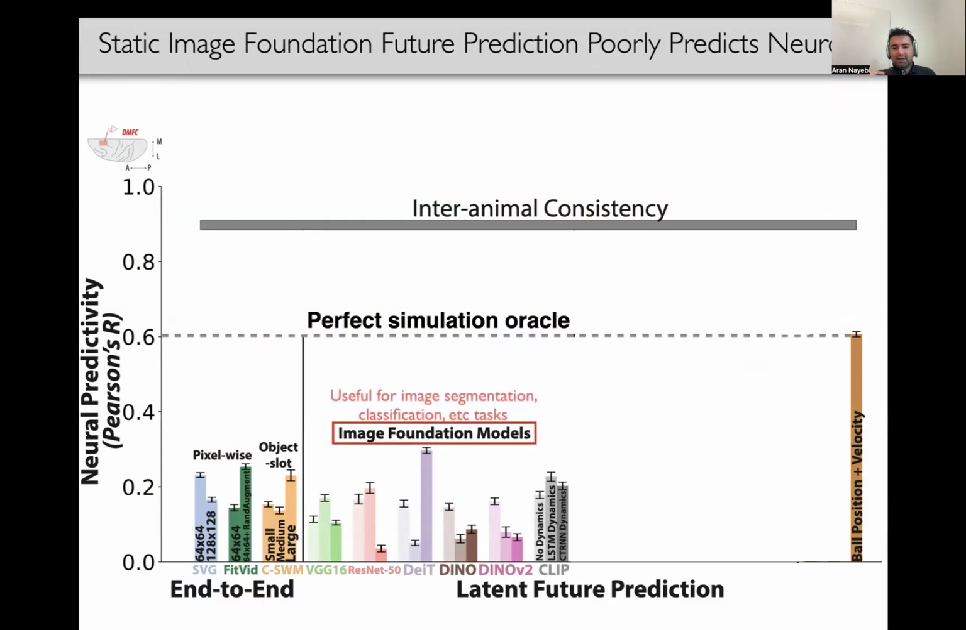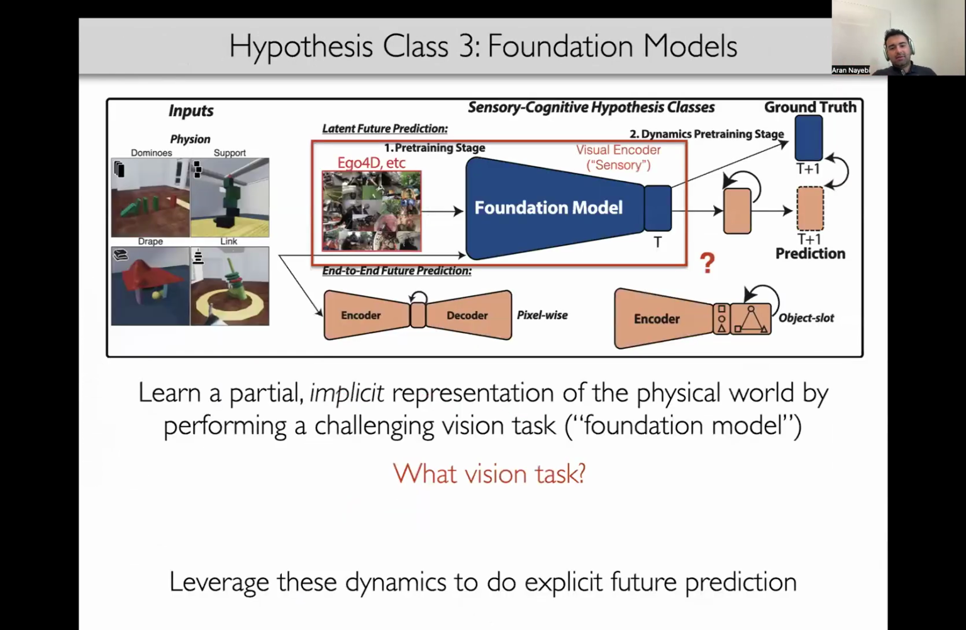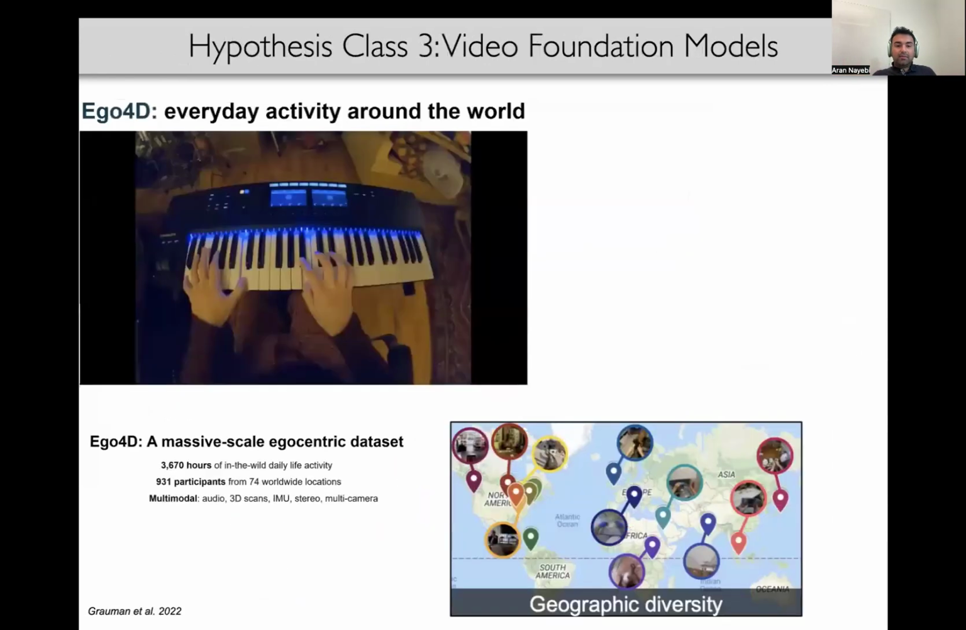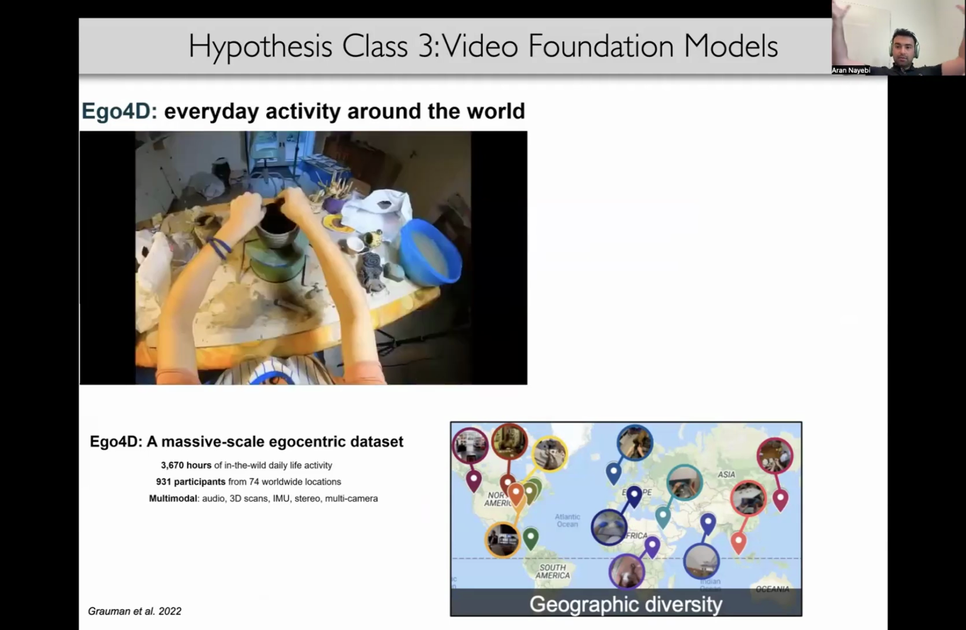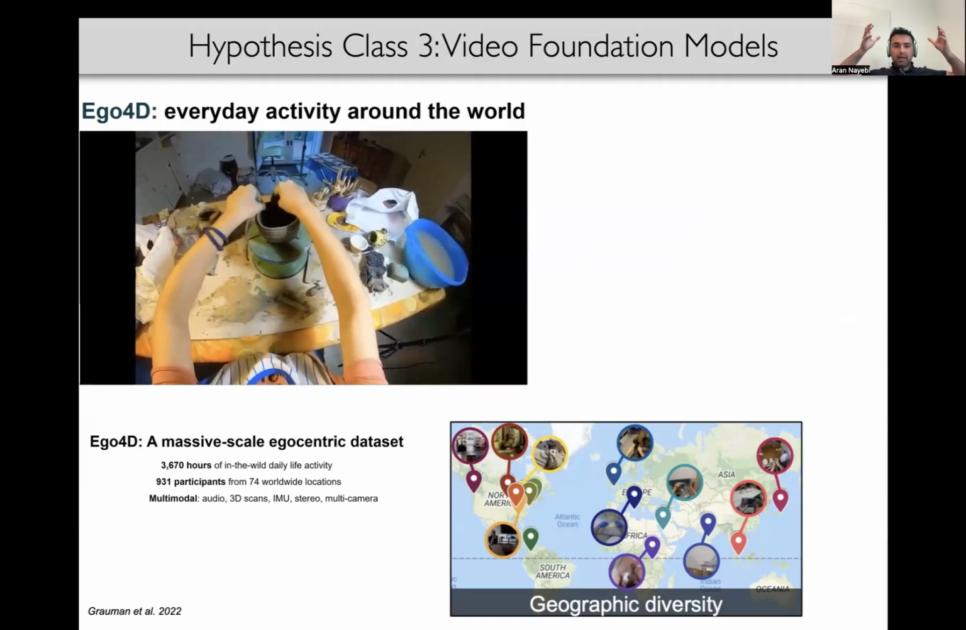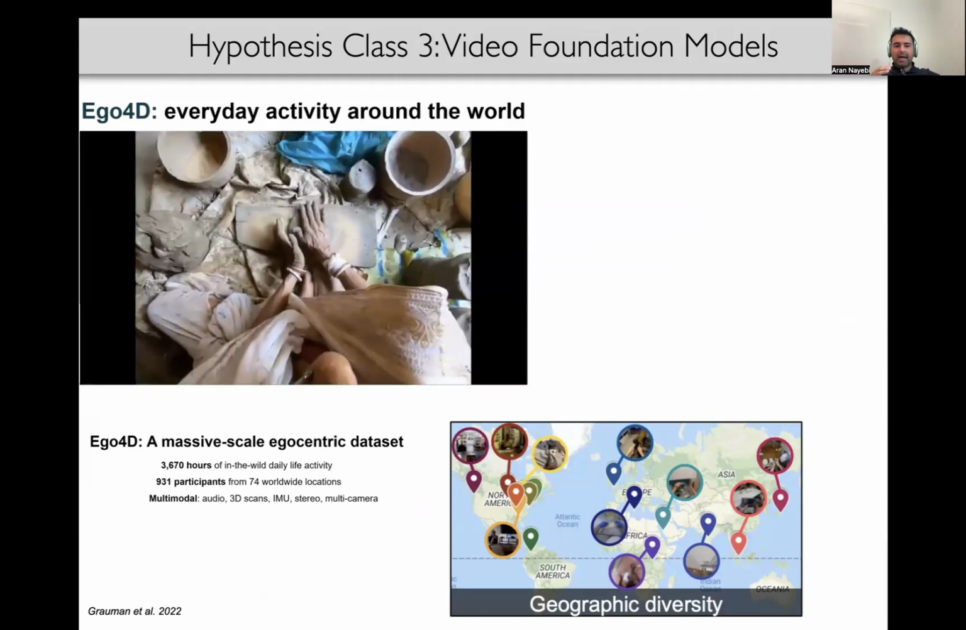Notably, they're useful for downstream image segmentation, classification, static tasks. But the thing to keep in mind is that we do far more as humans and animals than engage with static scenes. In particular, we tend to engage with scenes like these. This is a dataset known as Ego4D that came out in the first year of my postdoc when I just started. It consists of participants around the world wearing head-mounted cameras and going about their day doing everyday actions.